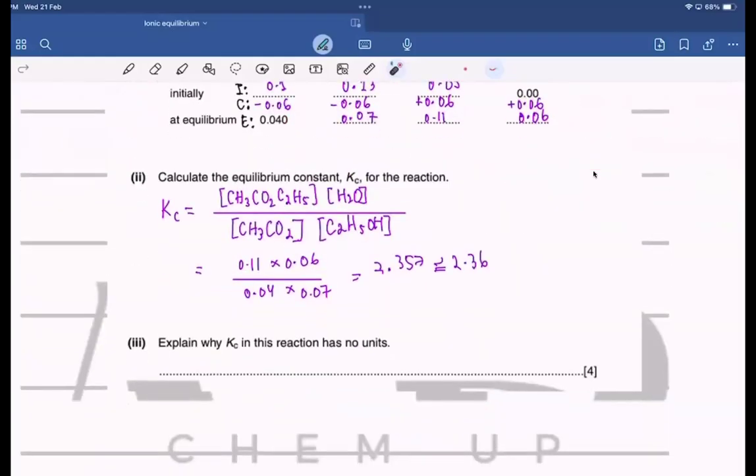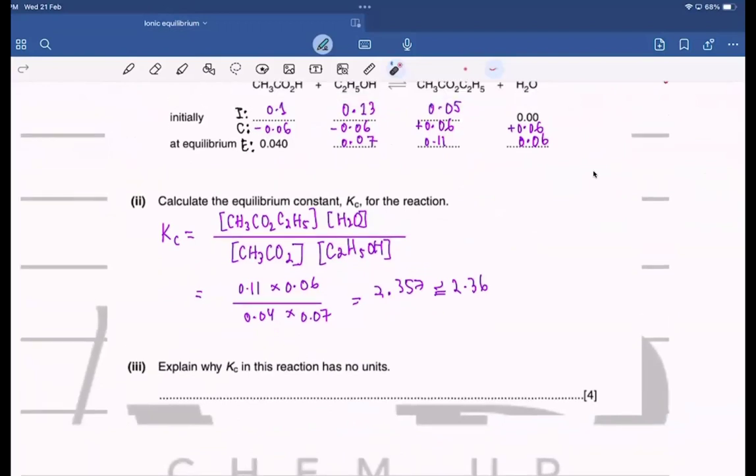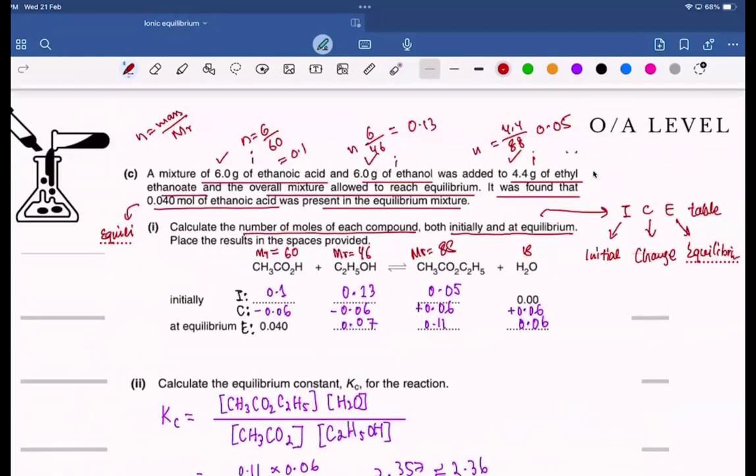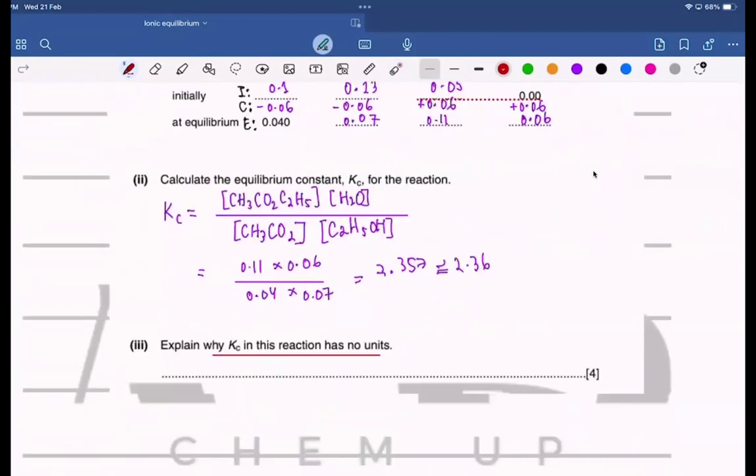Okay, so here they are asking you why Kc in this reaction has no units. See, there are 2 moles on the reactant side and 2 moles on the product side. So that's why it has no unit.